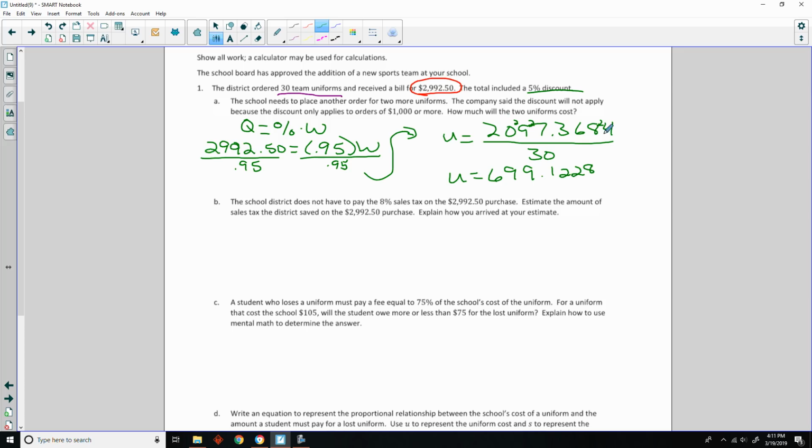So I'm dividing this by 30, so I move the decimal one more place here. I was just dividing by 3. So one uniform equals $69.91 approximately.